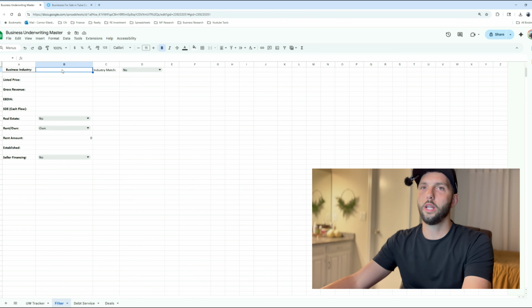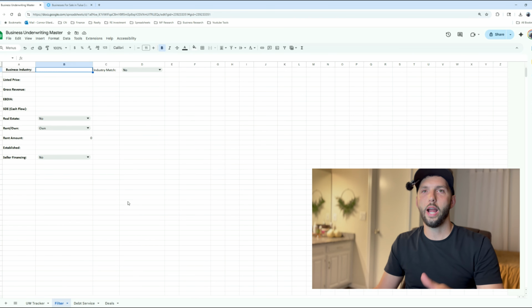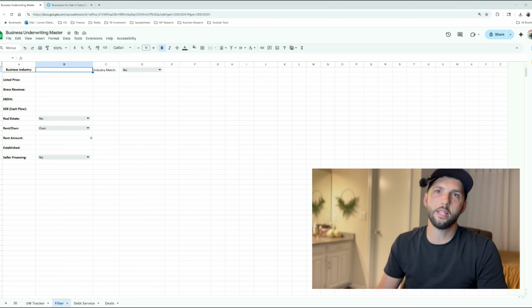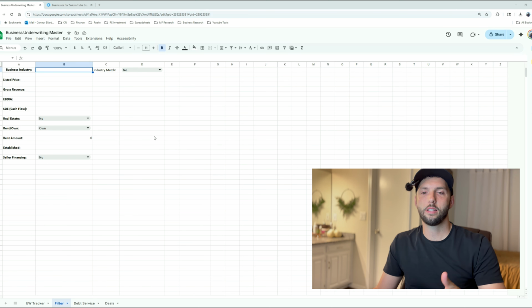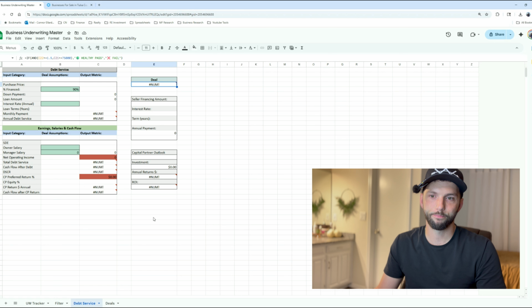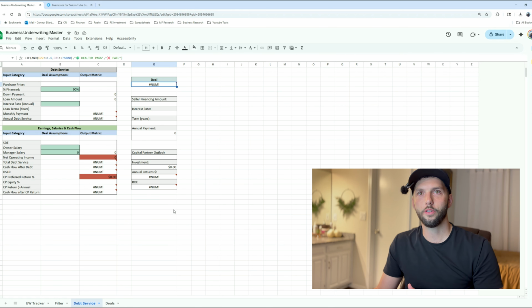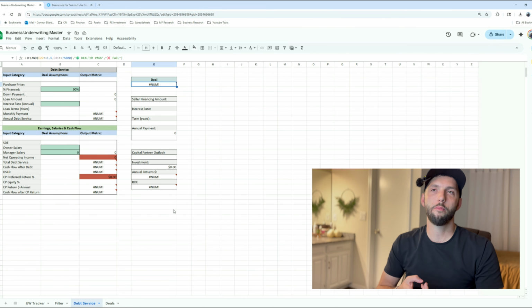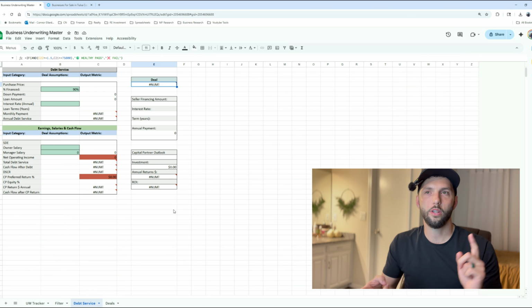So what I do here is this is very high level. I have to input these basic metrics here to see if it even passes a test to go on to the debt service. Okay, so once you plug in these figures, which is all the public information traditionally that you'll see on the Biz Buy Sell website, you'll go over to the debt service, which now we can put in our assumptions, and you'll see our output.